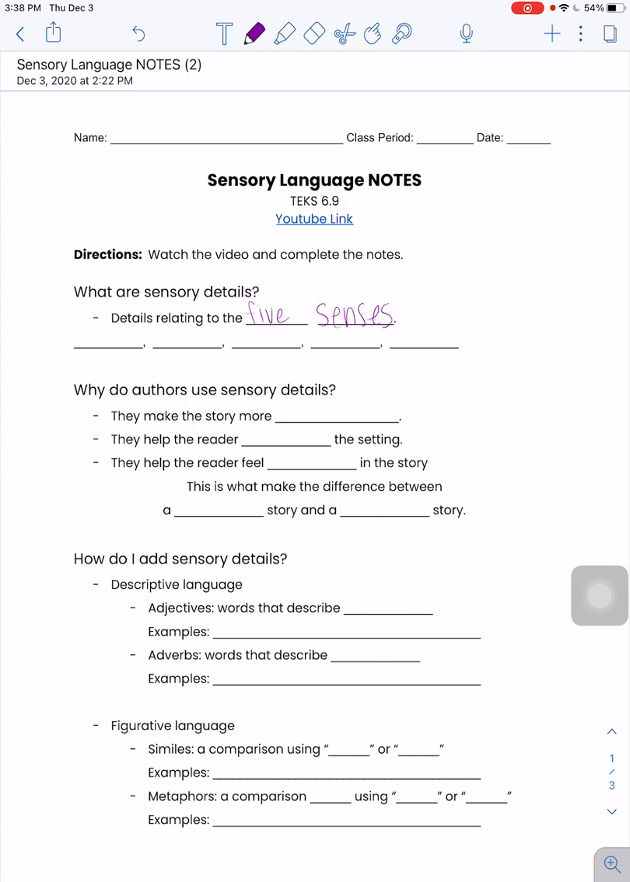So remember, your five senses are sight, smell, taste, hearing, and touch.